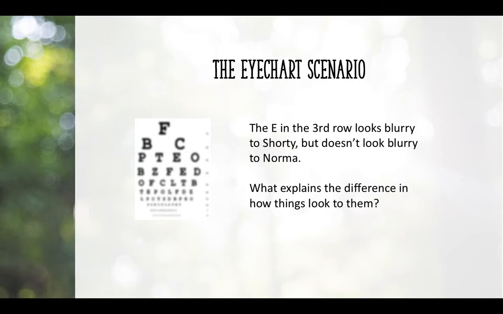While we were focusing on Norma's and Shorty's discriminatory performance here, it's clear that the eye chart looks different to Norma than it does to Shorty. In particular, if we focus on the E in the 3rd row, the E looks blurry to Shorty but doesn't look blurry to Norma. We can ask, what explains the difference in how things look to them? Well, we have said that the eye chart is the very same eye chart, and we can suppose that Norma and Shorty look at it from the very same distance and the very same point of view. So what is it that explains why the E in particular looks different to them?